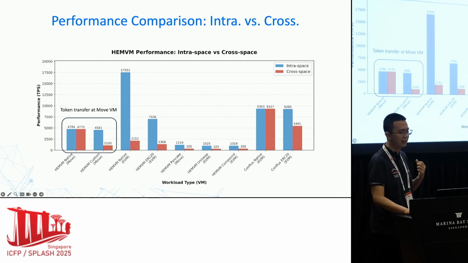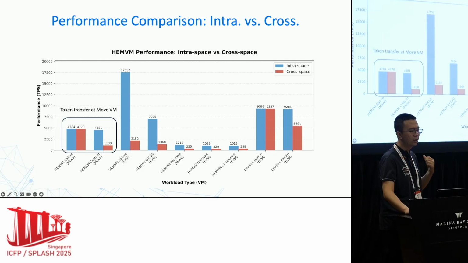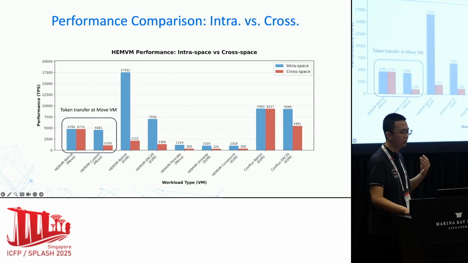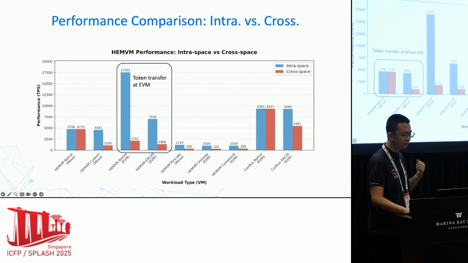So we can see that for native token transfer, the cross-VM throughput when serving a user in another space will be similar, but for custom coins, there will be a significant performance drop.